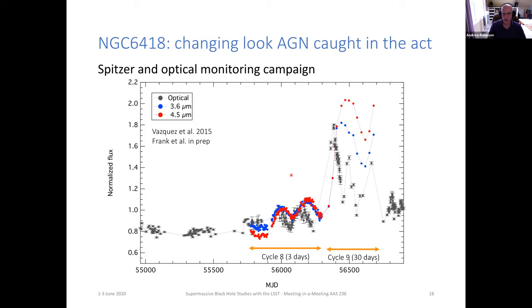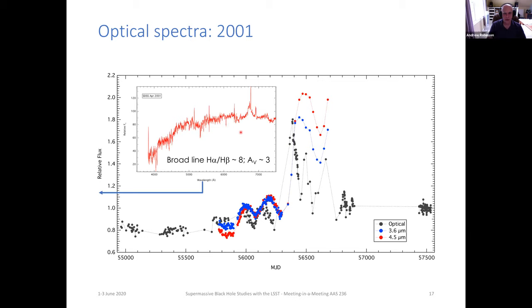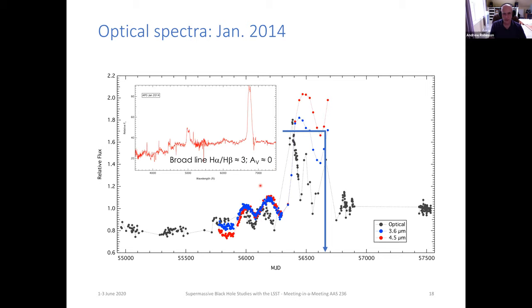The optical spectrum also changed. This is an SDSS spectrum, which was taken about a decade prior to the start of the monitoring campaign. As I said, it's a Seyfert 1.9, heavily reddened. You can barely see H beta at all. H alpha is weak. A spectrum obtained not long after the flare now shows what looks like a fairly typical Seyfert 1 with essentially no extinction.